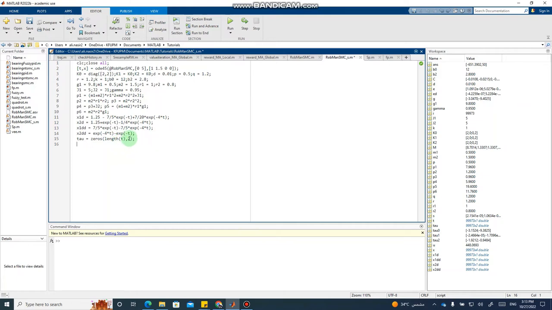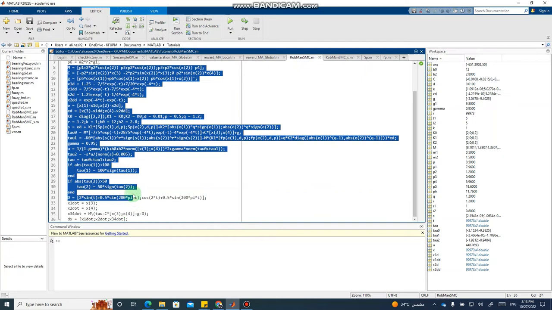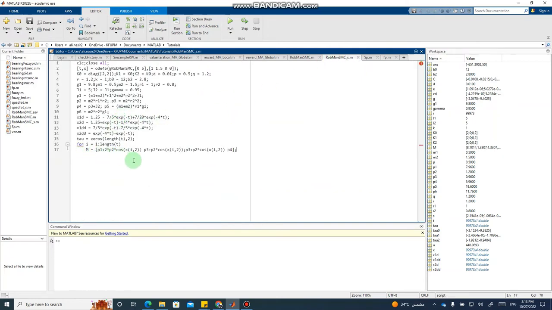The control values will be as many as the number of values in the time signal, and it will have two columns because we have two motors in the system. So now we have a for loop from 1 to length of time. We recursively define all of the remaining things inside the for loop because we need the controller at every time step. So the code from here all the way down to here will be copied in here.